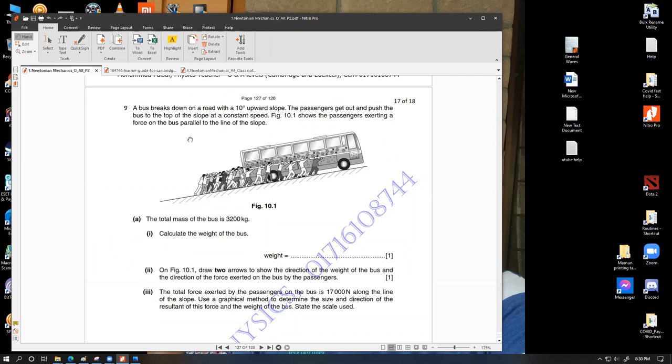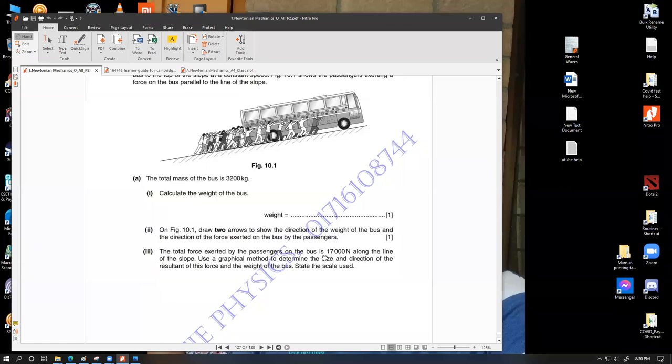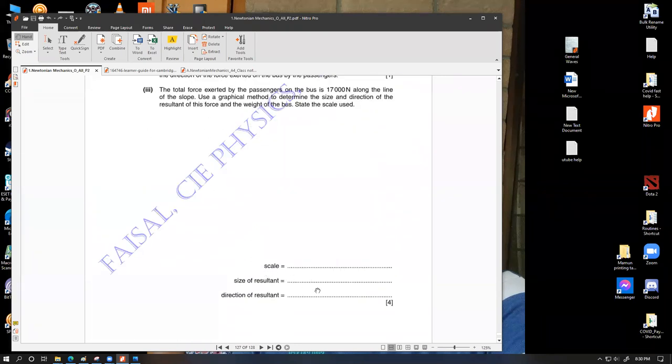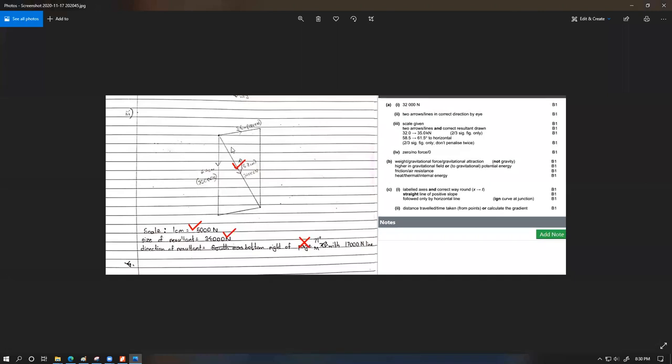The passengers get out. Figure 10.1 shows the passengers exerting a force on the bus parallel to the line of the slope. The total mass of the bus is 3,200 kg. Calculate the weight of the bus. The total force exerted by the passengers is 7,000 newton along the line of the slope. Use a graphical method to determine the size and the direction of the resultant of this force and the weight of the bus. State the scale used. So you have to give the scale, size of the resultant, and direction of the resultant. That's the question.